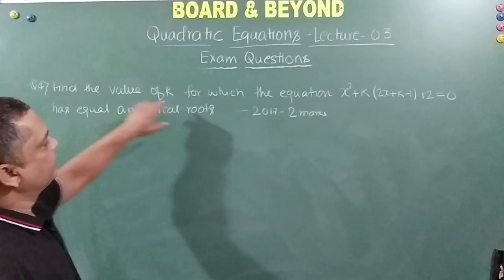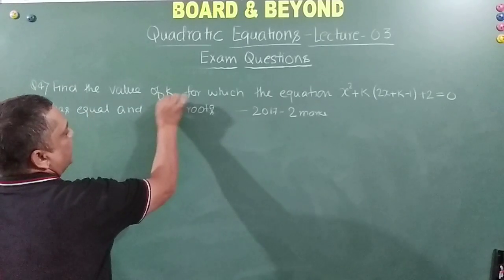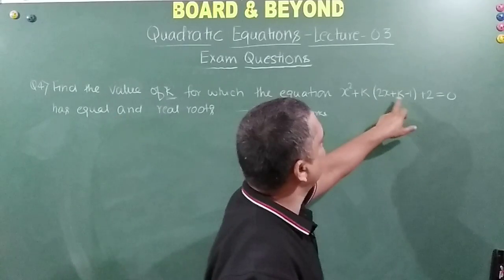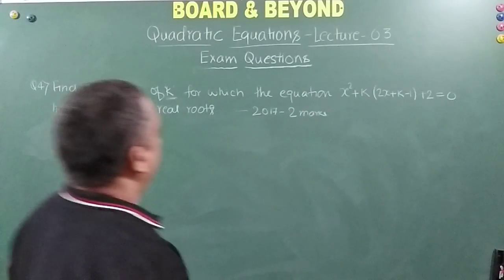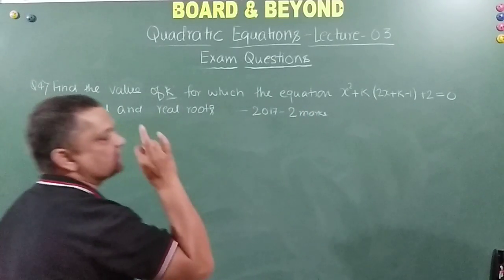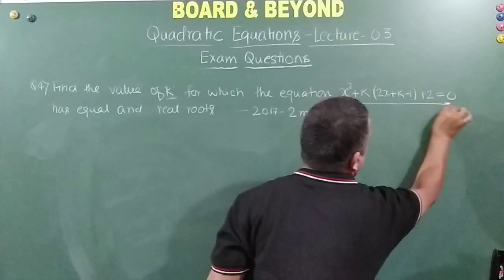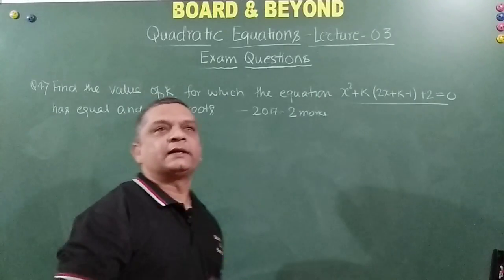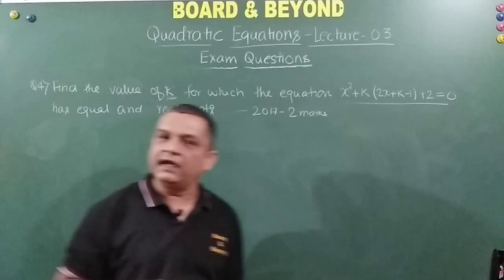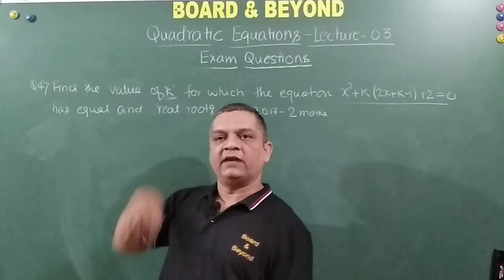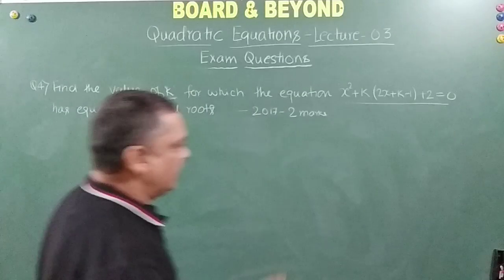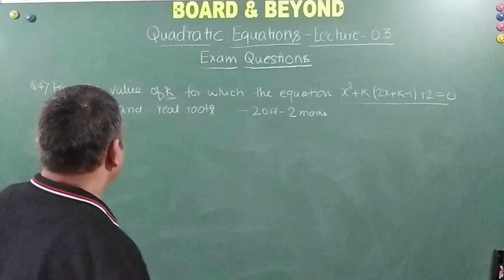Find the value of K. We are required to find the value of K which has been used here, for which the equation will have equal and real roots. That means indirectly they are saying find the value of K for which discriminant will be equal to 0. Right? So friends, let's try solving it. There is a catch in this, I'll tell you.